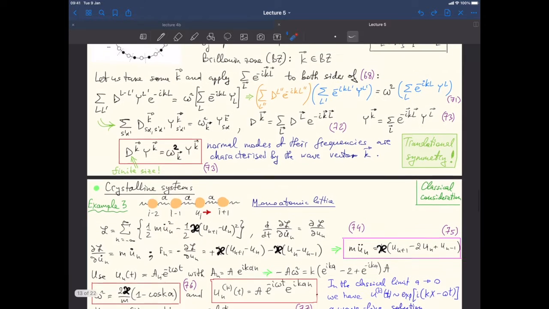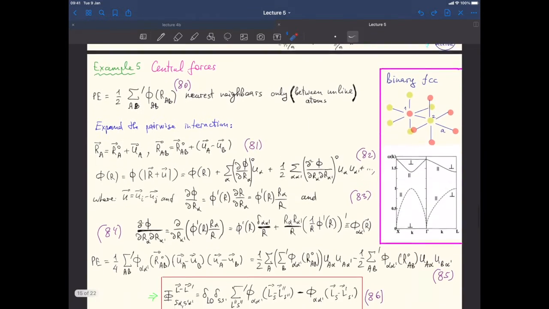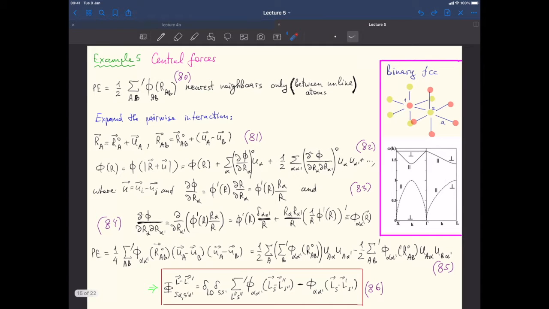Just to remind you about this: this is the Fourier transform basically of the dynamical matrix written in the direct space into the K space. So once we perform this transform, we can calculate the vibrational frequency by setting up the appropriate eigenvalue eigenvector problem.